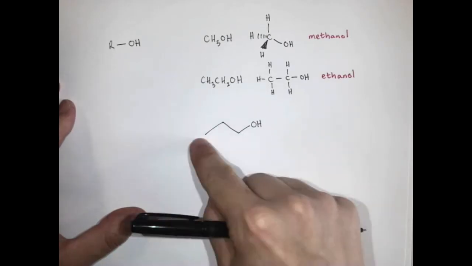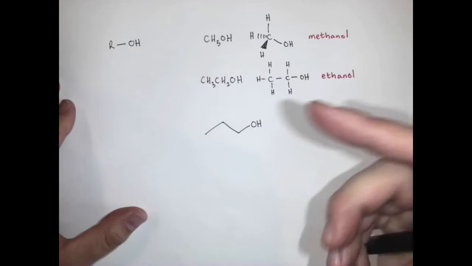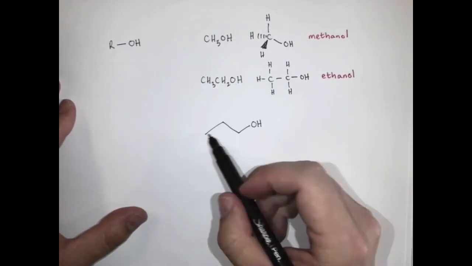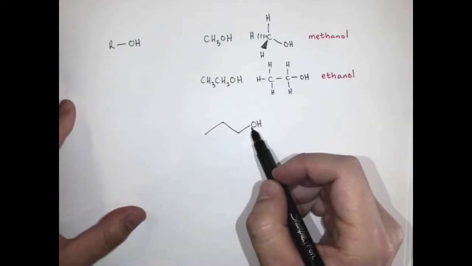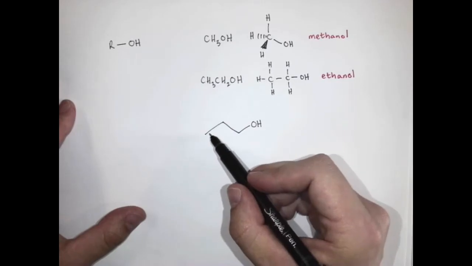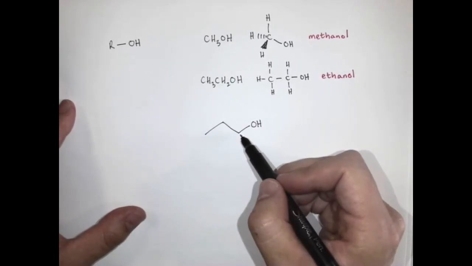So if I add it to the end like this, it doesn't matter if I add it to this carbon or this carbon, it would still be the same molecule because I could just rotate it 180 degrees and I get the same thing. When I draw a line structural formula with a hydroxyl group, remember that every point or vertex in the chain represents a carbon.